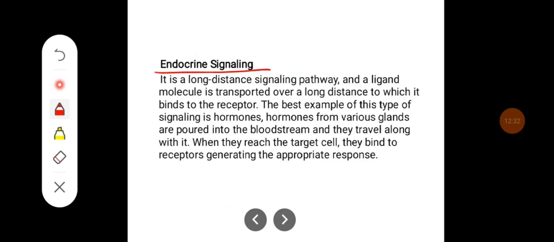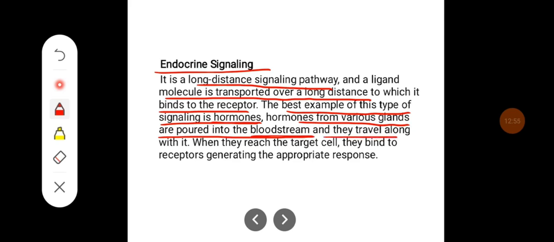Then endocrine signaling. It's a long distance signaling pathway, and the ligand molecules are transported over a long distance to where they bind to the receptor. The best example of this type of signaling is hormones. Hormones from various glands are poured into the bloodstream, and then they travel along with it. When they reach the target cell, they bind to the receptors, generating an appropriate response.